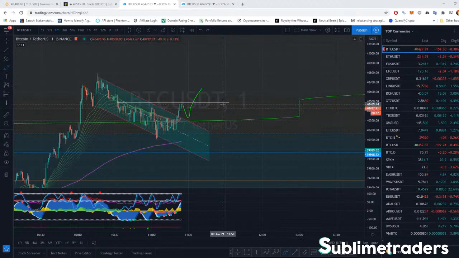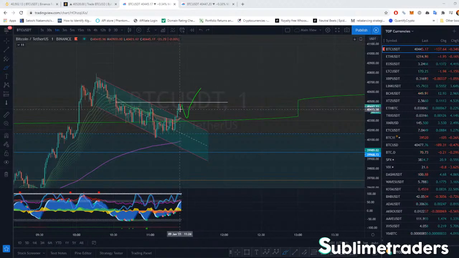Right now I'm trying to figure out the potential moves that it can make, and I'm trying to use multiple time frames and see what fits. Basically I see that right now I have another potential entry right here, so for 40,340 something. So I'm gonna add another entry.